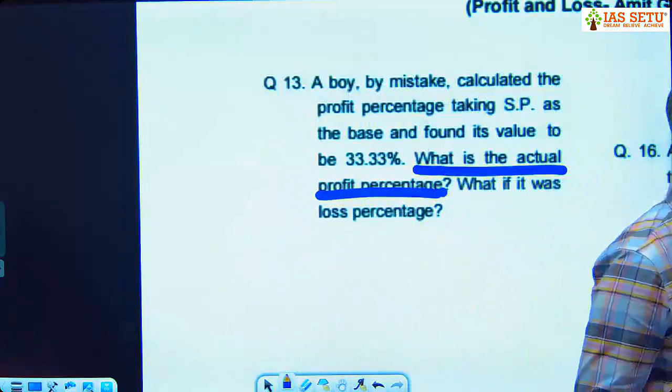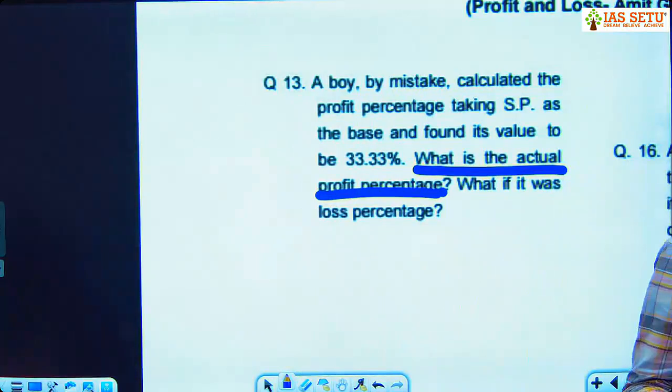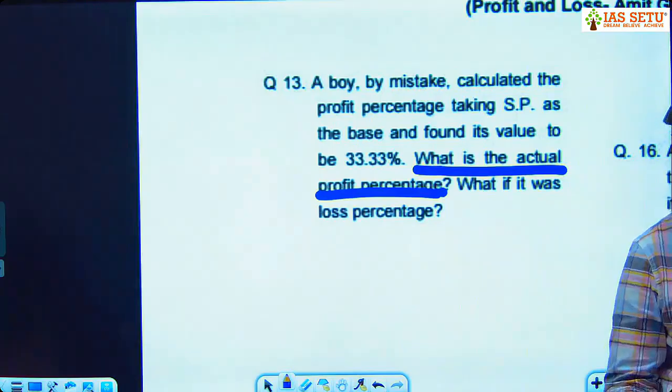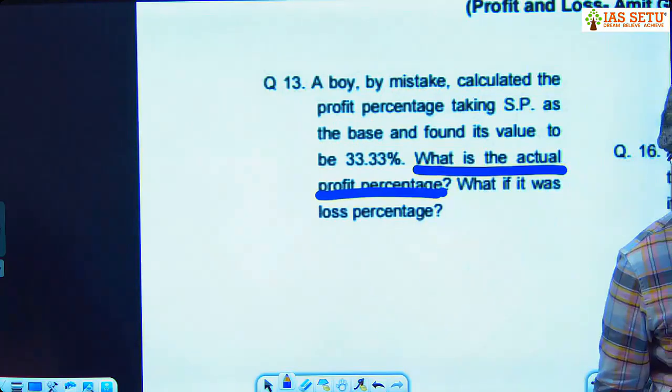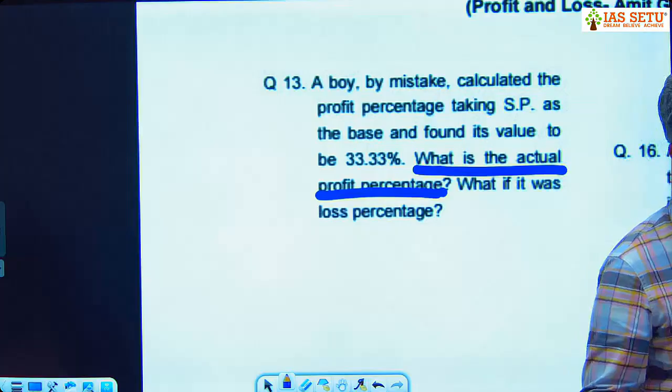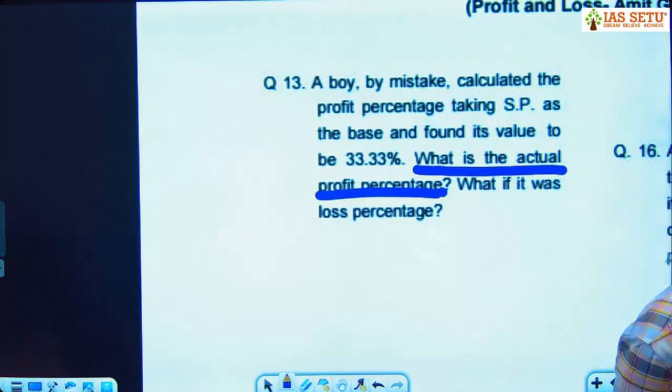क्वेश्चन समझ में आया? मैंने क्या किया? मैंने कॉस्ट प्राइस के बजाय सेलिंग प्राइस को बेस ले लिया. And my profit percentage by mistake is coming 33.33%. Tell me what is the correct profit percentage if I take cost price as a base, जो कि actually required है. Try, I will tell you, don't worry. आप 1 मिनट 1.5 मिनट you try. देखता हूँ किस किस से क्वेश्चन सॉल्व हो पा रहा है.